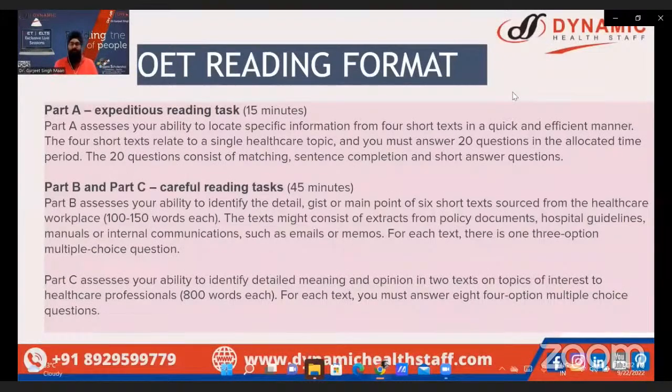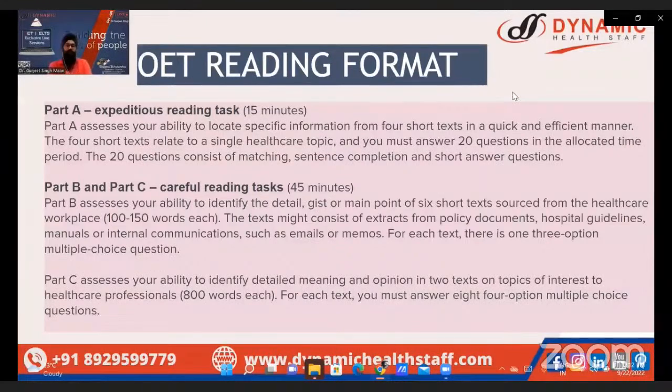Now let's talk about the next module, obviously the reading module. In OET reading, let's first of all just talk about the format. There are three parts again, just like in listening, where there were 42 questions. Here also there are 42 questions.